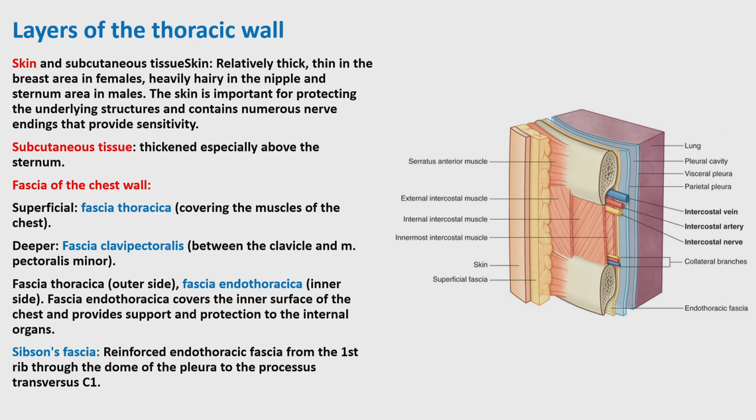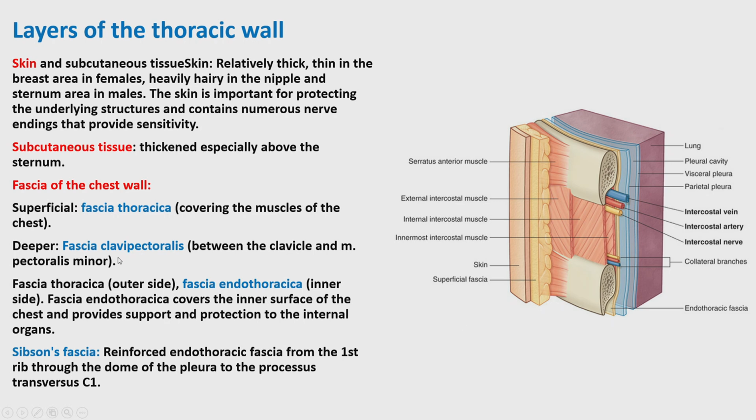They are full of hairs or hair follicles. This skin is protecting the underlying structure. As we said, after the skin is the subcutaneous connective tissue, which above the sternum becomes very thick. Then the fascia that exists in the chest wall, covering either the muscles or the other organs. There is one superficial fascia, which we call the thoracic fascia, and it is covering the muscles.